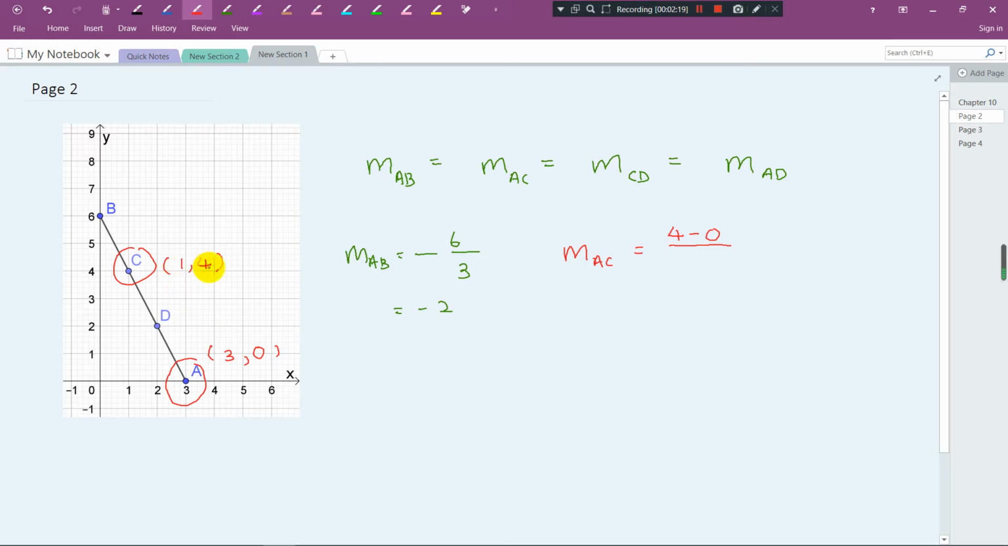Let's say, for example, for the y part you take 4 minus 0, and for the x part you take 3 minus 1. It's not correct. You have to follow: if you use 4 minus 0, then you have to take 1 minus 3. 4 minus 0 is 4, 1 minus 3 is negative 2. You get negative 2 when you take 4 divided by negative 2. You see, same. So how about now we try CD.